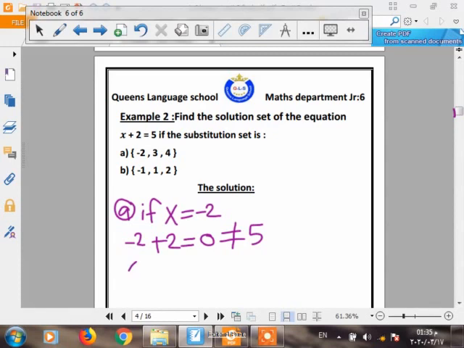What if x equals 3? Let's check the left side. The left side will be 3 plus 2, which equals 5. 5 is also equal to the right side, which is 5. So the element 3 can be in the solution set.